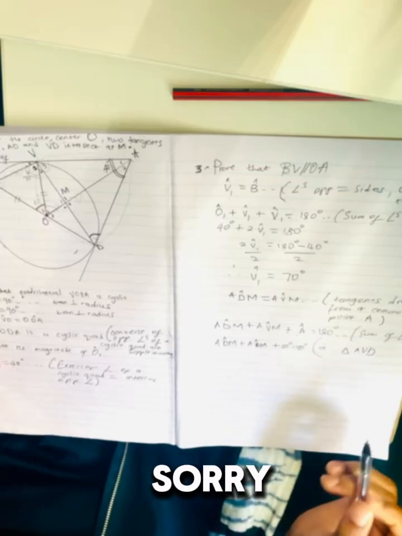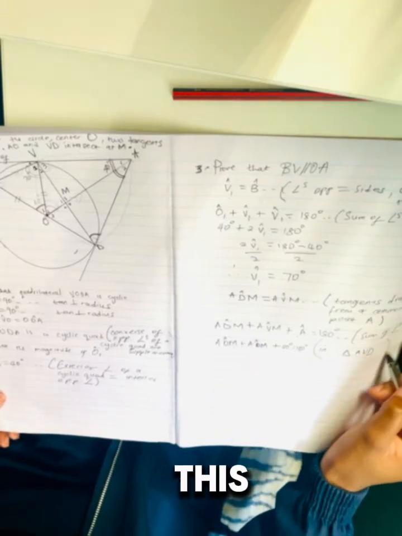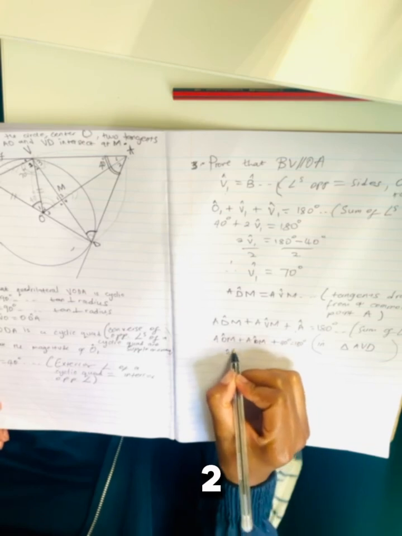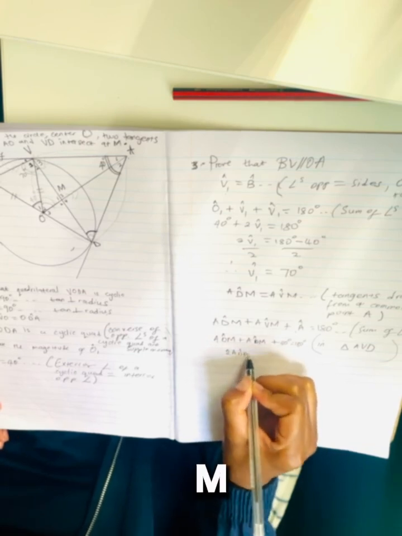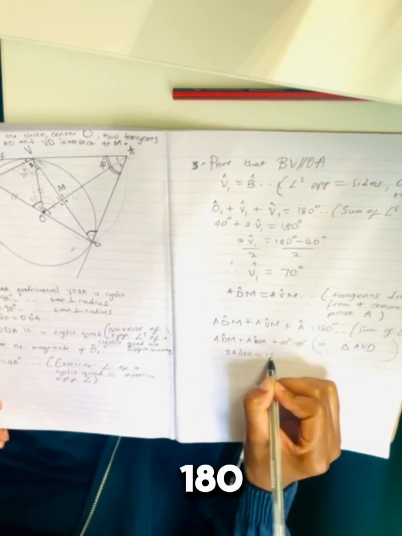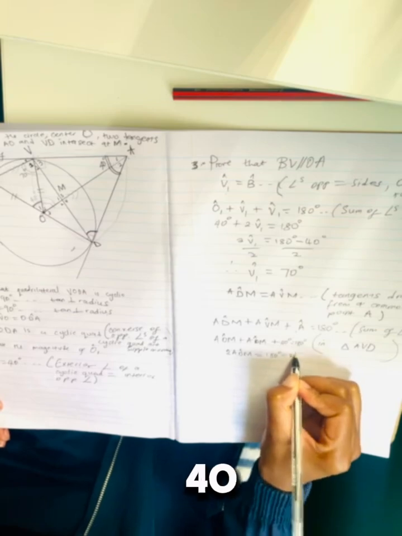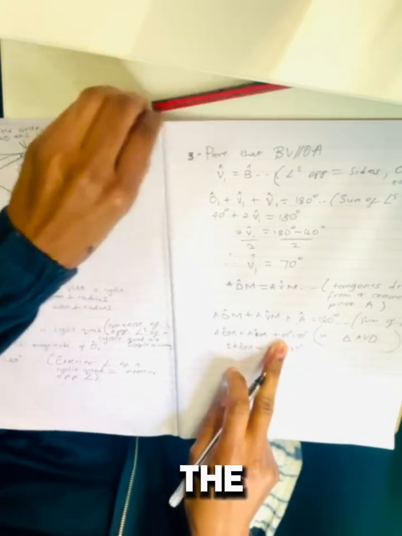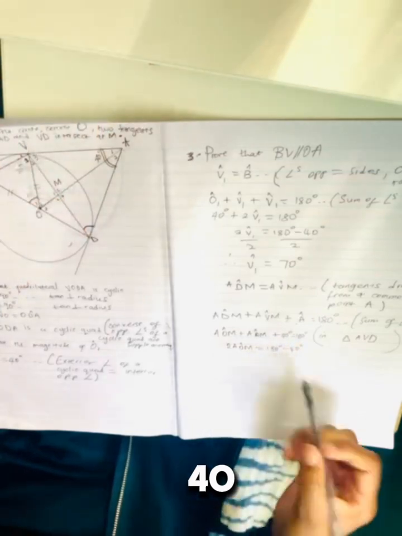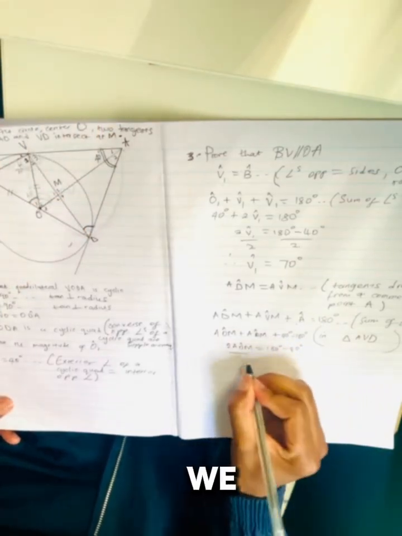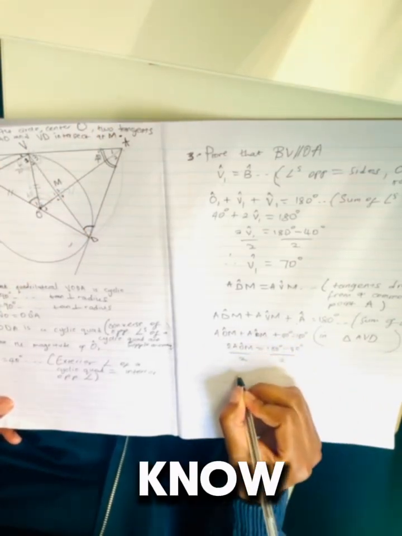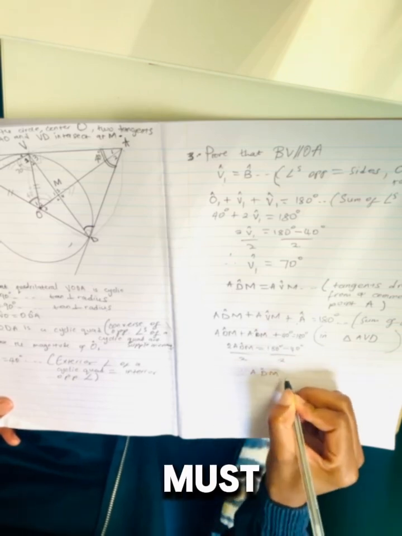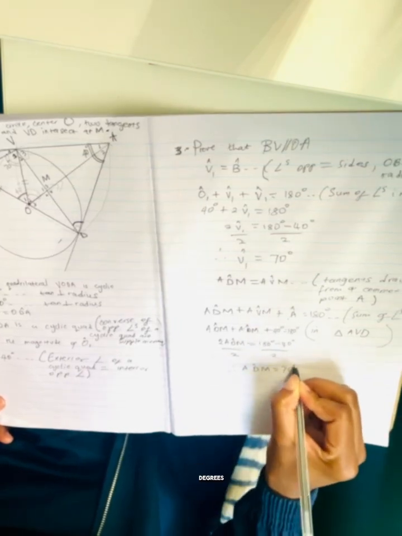I'm so sorry about this. This was our reason. So we say that 2 angle ADM must then be equal to 180 degrees minus 40 degrees, because we're going to transpose the positive 40 to that other side, then we divide by 2. So therefore our angle ADM must be equal to 70 degrees.